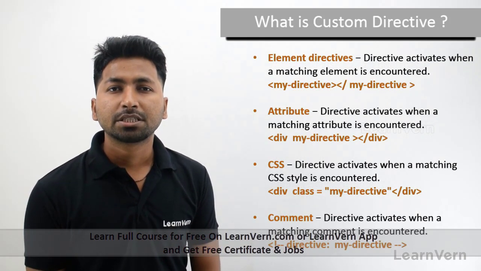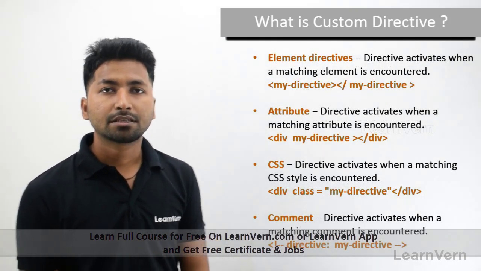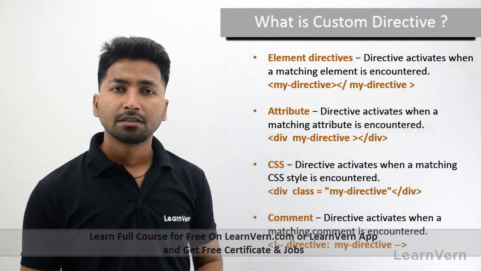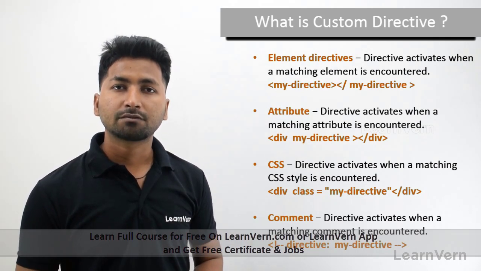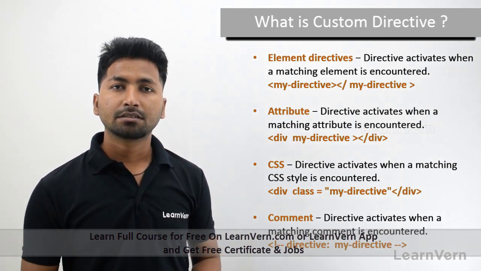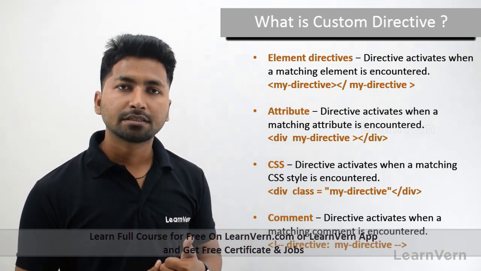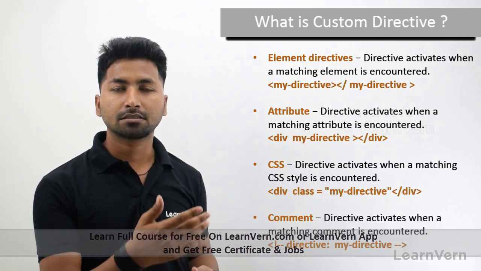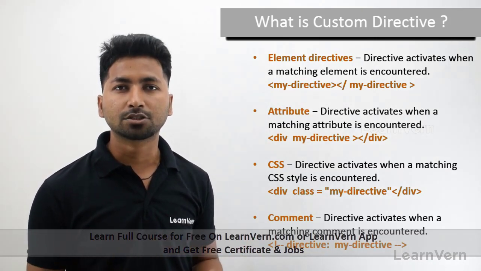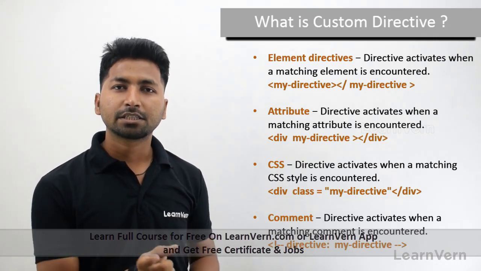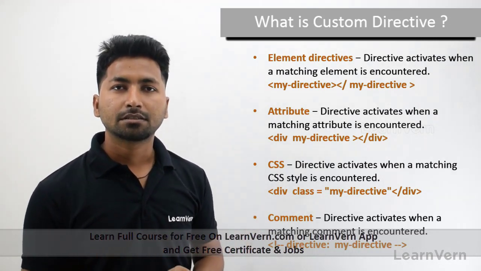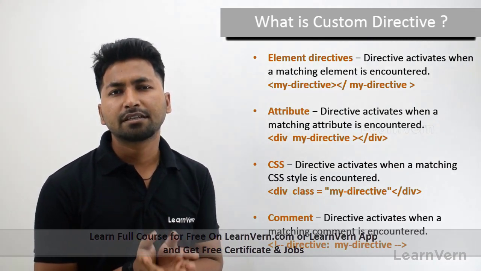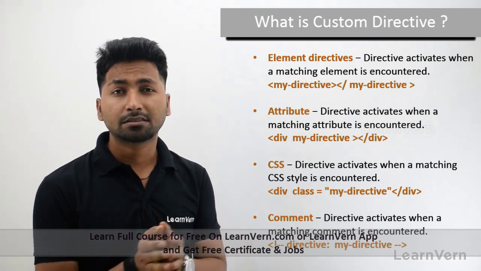There are so many types of custom directive you can create. Basically, we can access a custom directive in four ways. So what are those? First, we can use a directive as an element itself, meaning as an HTML element. You must have learned that HTML has a number of elements like div tag, p tag, span tag. Similarly, you can create your own tag, and that would be your directive tag. You can give any name to that element.